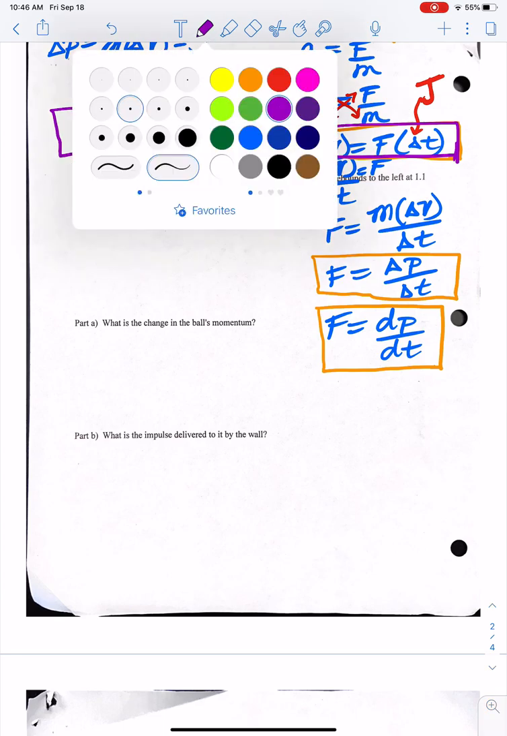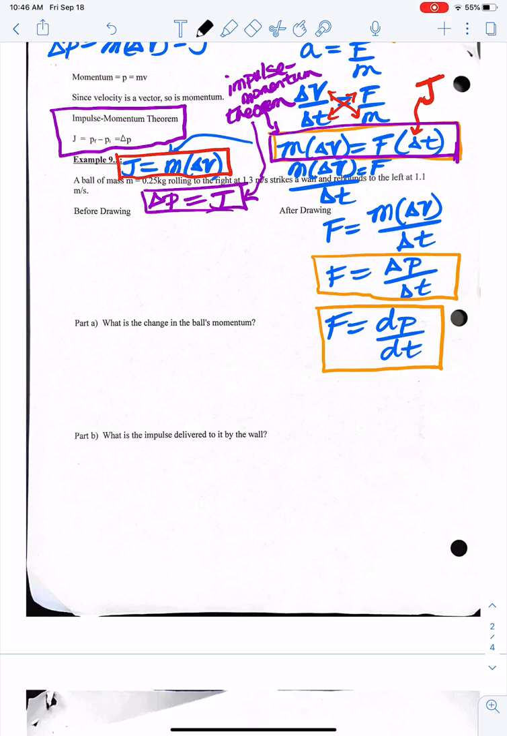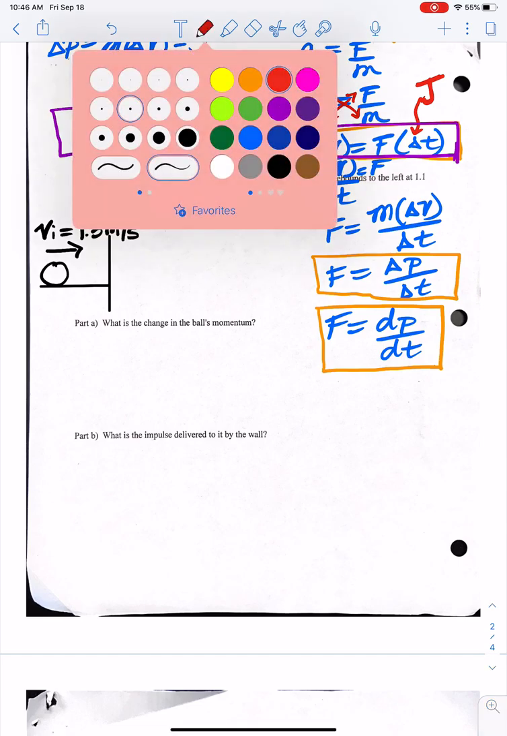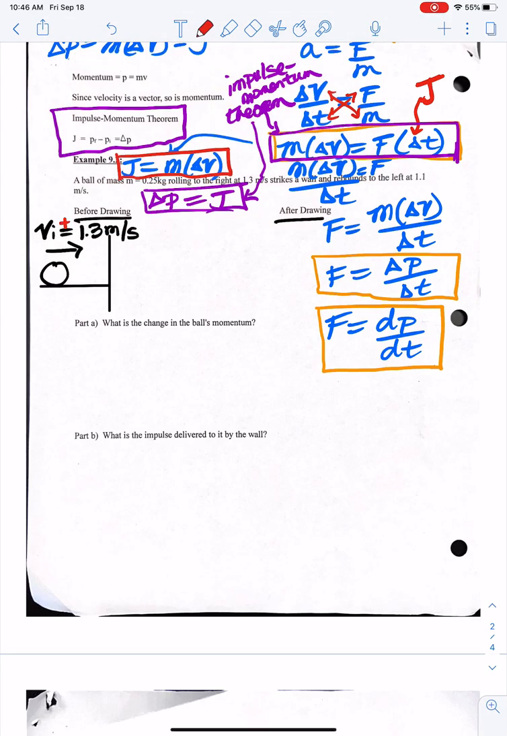Okay, now let's try this example. It says a ball of mass 0.25 is rolling to the right at 1.3 meters per second. Something really nice about momentum and impulse is the before and after drawing. It makes these calculations simple, and I know students like them better. So we have a before drawing with a ball rolling at a wall. Initial velocity is 1.3 meters per second. It's super important that you get the right sign here, and since it's rolling to the right, this is positive.